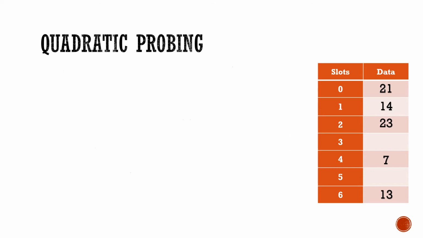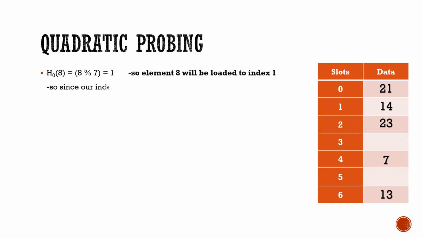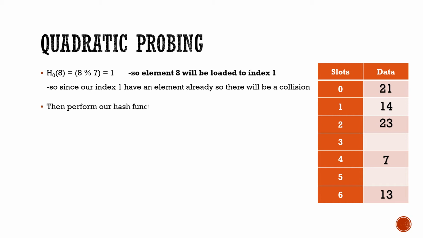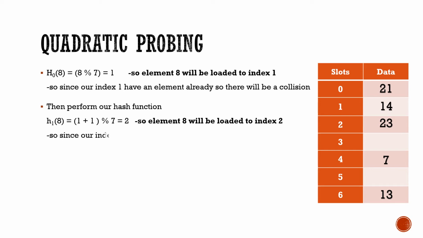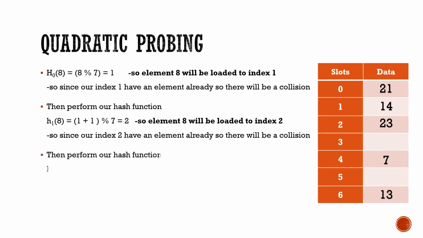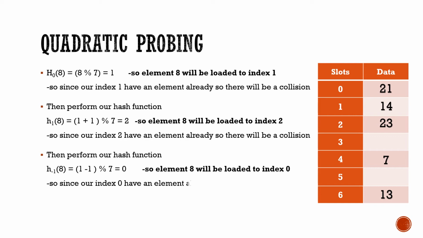And the next element is 8. 8 modulo 7 equals 1, so element 8 will be loaded to index 1. Since index 1 has an element already, there will be a collision. Then perform our hash function. h1 of 8 equals 1 plus 1 modulo 7 equals 2. So element 8 will be loaded to index 2. Since index 2 has an element already, there will be a collision. Then perform our hash function. h negative 1 of 8 equals 1 minus 1 modulo 7 equals 0. So element 8 will be loaded to index 0.